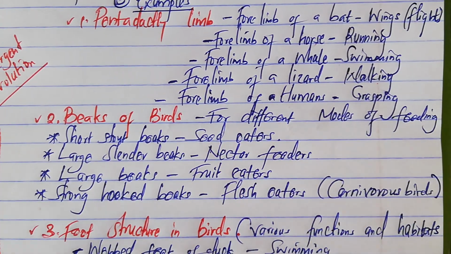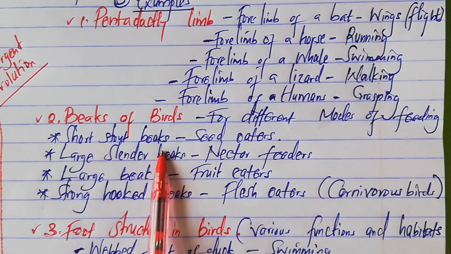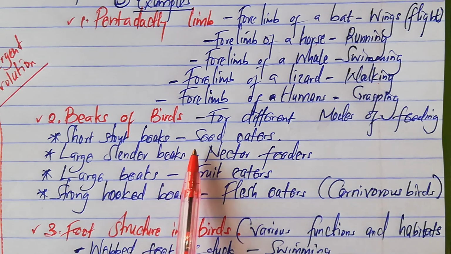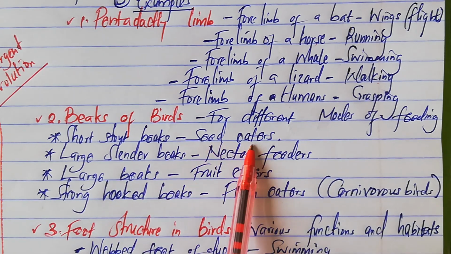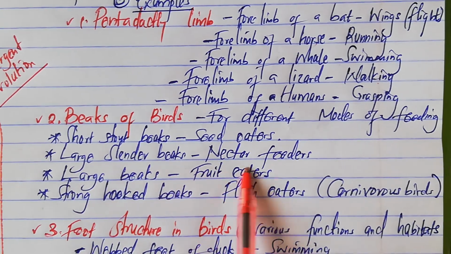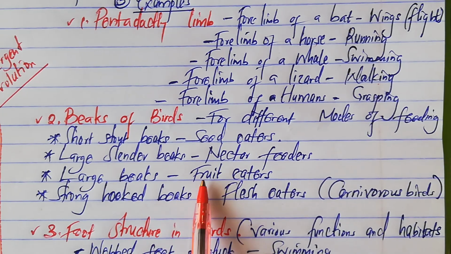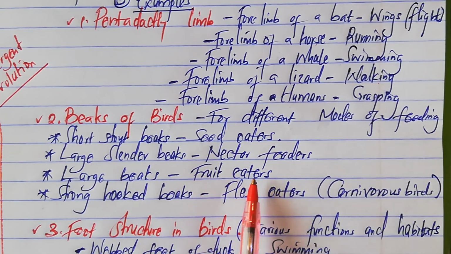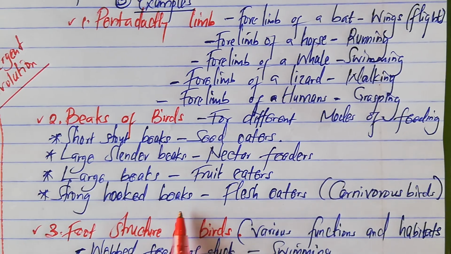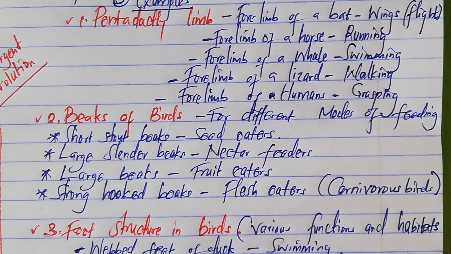So different beaks are going to be modified differently depending on the mode of feeding. For different modes of feeding, they will have different types of beaks. For example, for short, stout beaks, we will find that they feed on seeds. They eat seeds. For large, slender beaks, they are nectar feeders. For large, heavy beaks, they feed on fruits. They are fruit eaters. And for strong hooked beaks, they feed on flesh, so they are carnivorous birds.